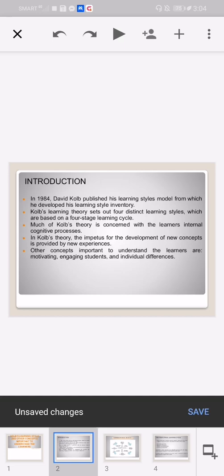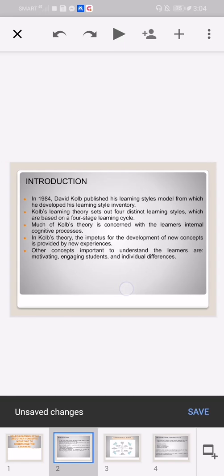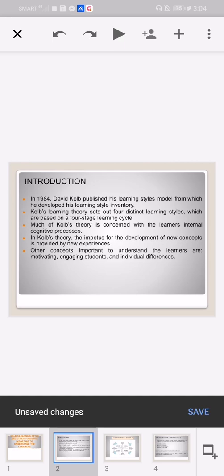Introduction. In 1984, David Kolb published his learning styles model from which he developed his learning style inventory. Kolb's experiential learning theory works on two levels. First, a four-stage cycle of learning, and second, four separate learning styles. Much of Kolb's theory is concerned with the learner's internal cognitive processes.